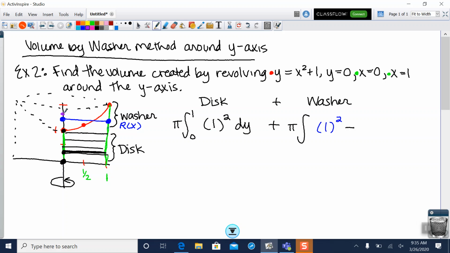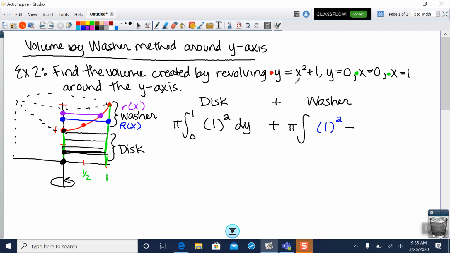My inner radius is going to go from the y-axis, because that's where I'm rotating, to the function that's creating the hole. And the function that's creating the hole is right there. What function did I land on that's creating the hole? That's the inner radius. And that function is y equals x squared plus 1.